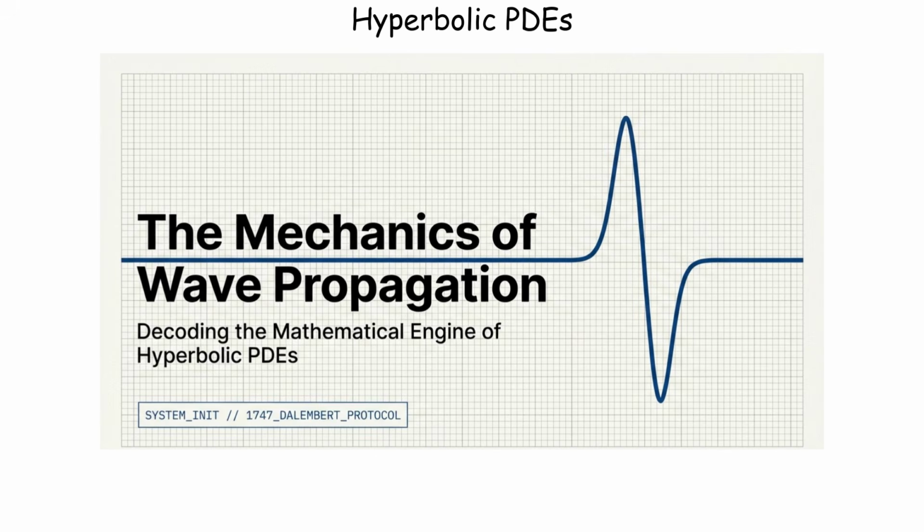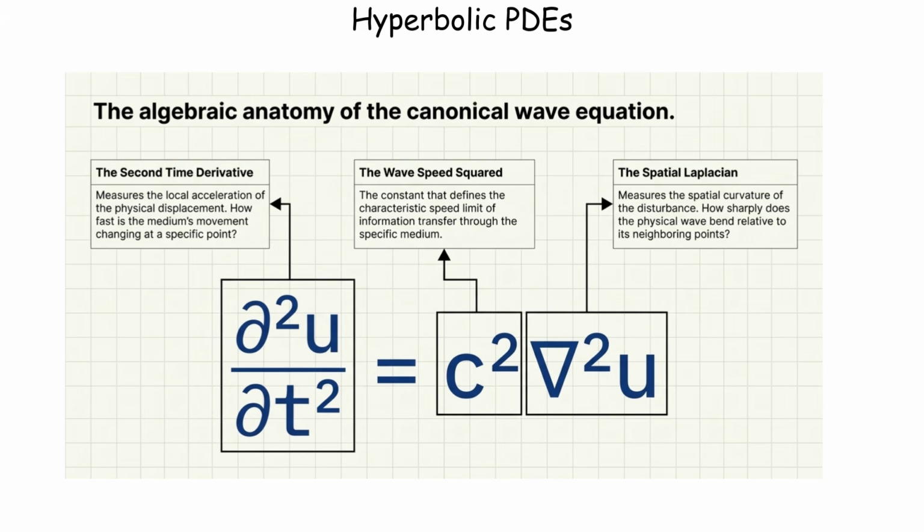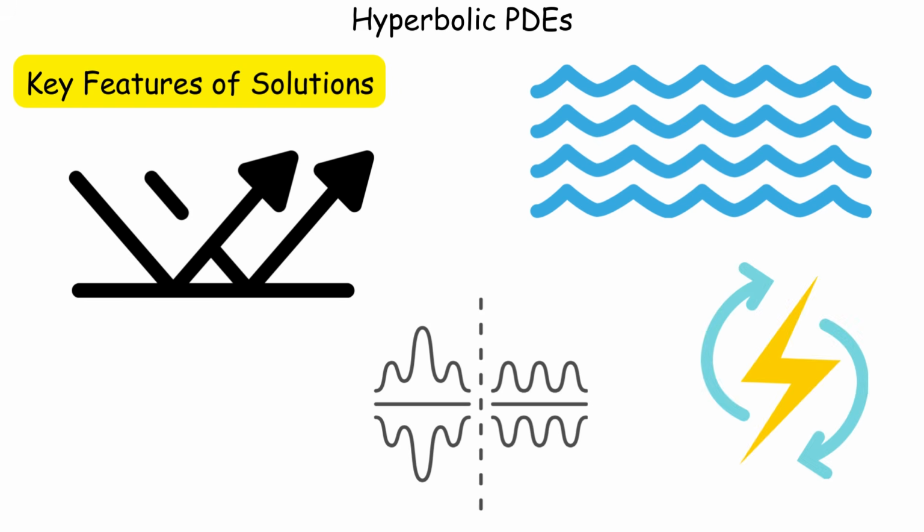Hyperbolic PDEs describe wave propagation, phenomena where disturbances travel at finite speed without smoothing out. The wave equation is the canonical form. The second time derivative of a displacement equals the wave speed squared times the spatial Laplacian. Solutions are waves. They travel, reflect, interfere, and carry energy across a medium.